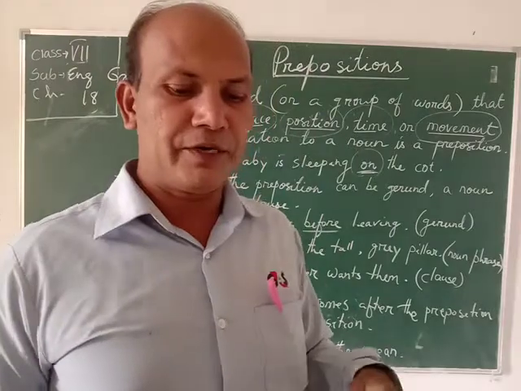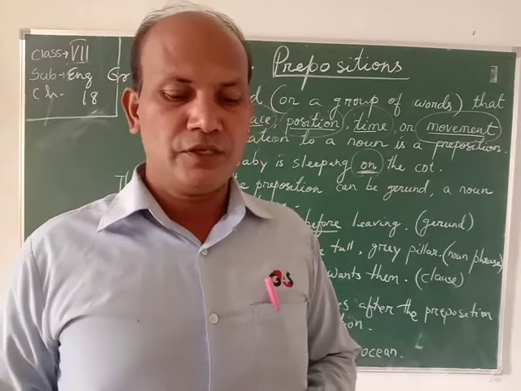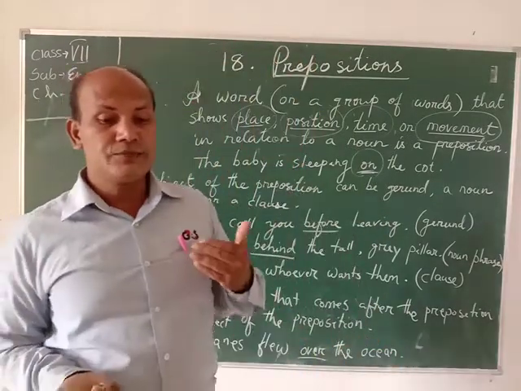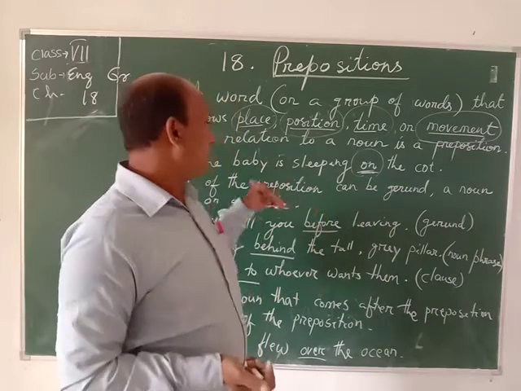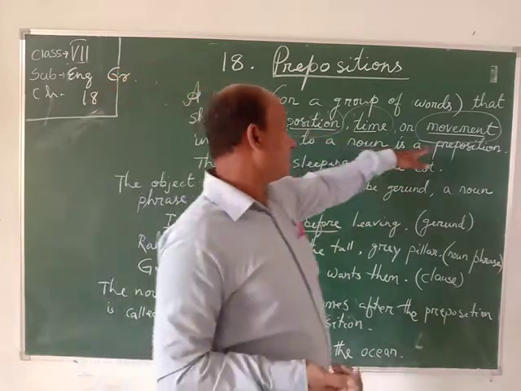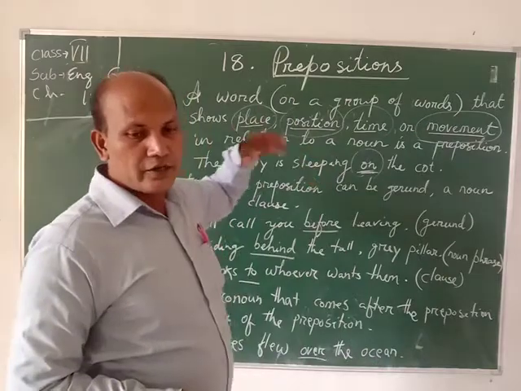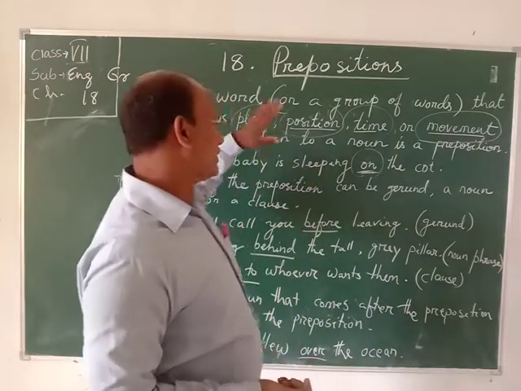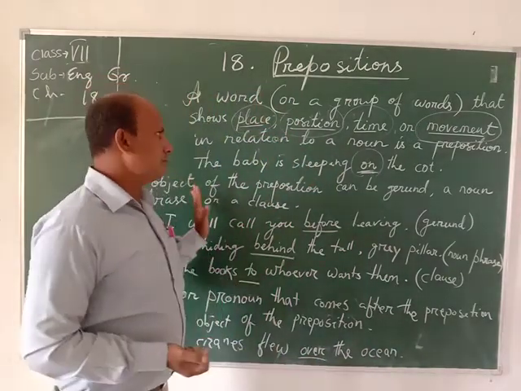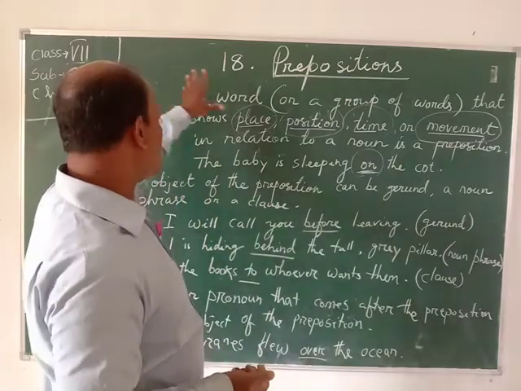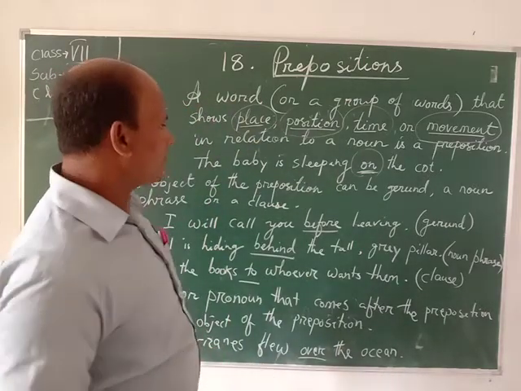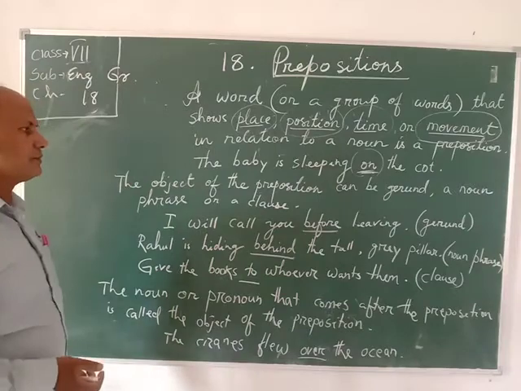An example, I am afraid of cockroach. Of cockroach. The thieves threw all the jewelry into the movement. Into, on, off, etc. These are all prepositions used in this grammar. You understand? So now let's discuss the object of the preposition.